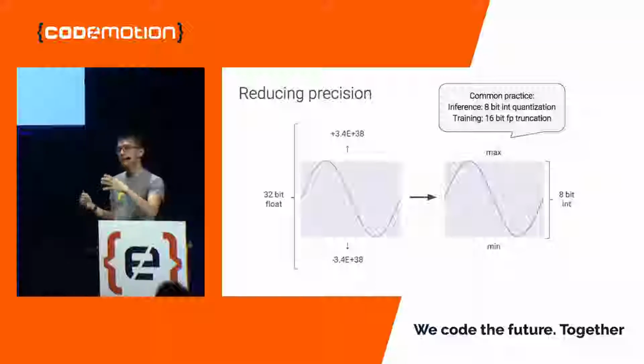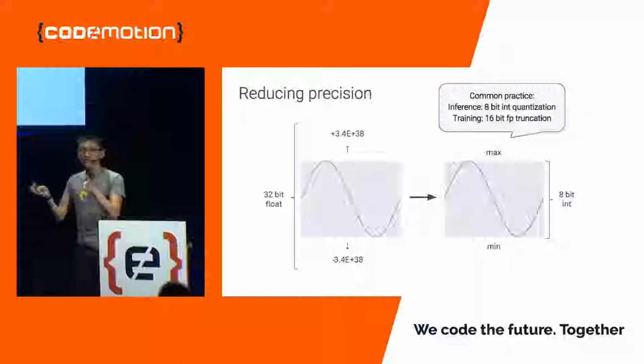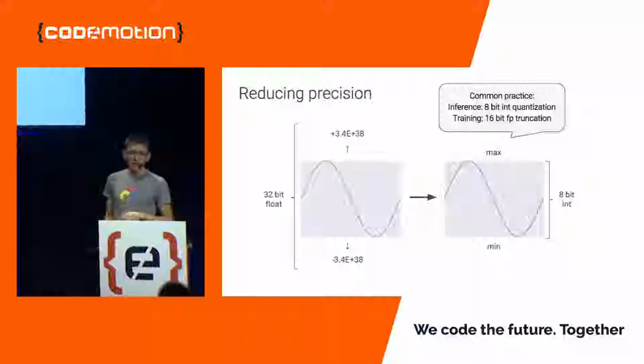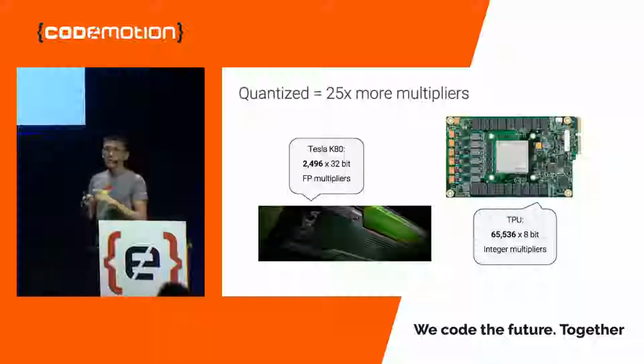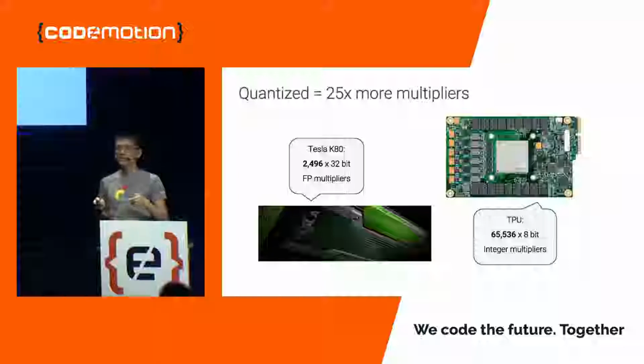Oftentimes it's done during the training step, and you'll actually choose these bins based on the grouping of the values. So you might have certain clusters where the values are more closely spaced and further apart. And so with TPU v1, they used 8-bit precision instead of 32-bit precision. And thanks to that, you can get a lot more to fit on the chip, right? Smaller space.